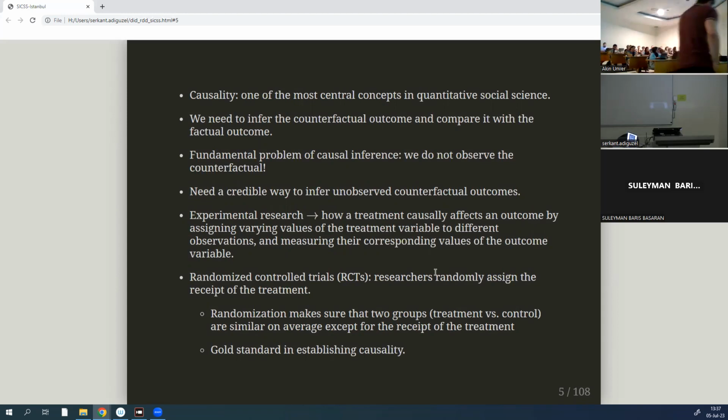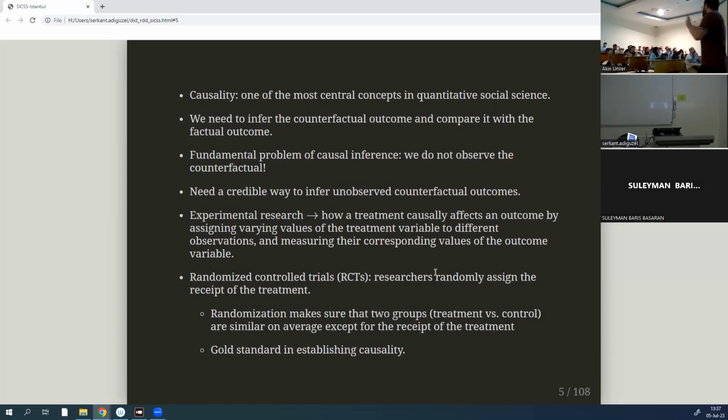So causality is one of the most central concepts in quantitative social science, right? Most of the time we ask questions about whether X causes Y. For instance, does democracy cause economic growth? That's a very important question, but it's also very difficult to answer in a causal setting. The reason is that we always need to infer the counterfactual outcome.